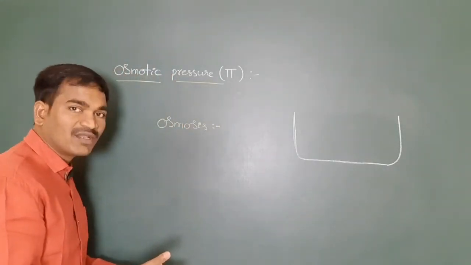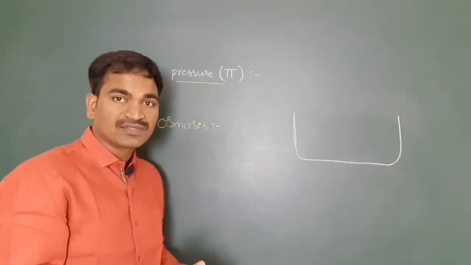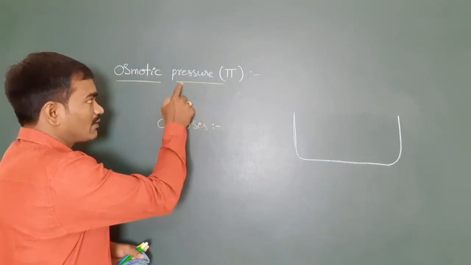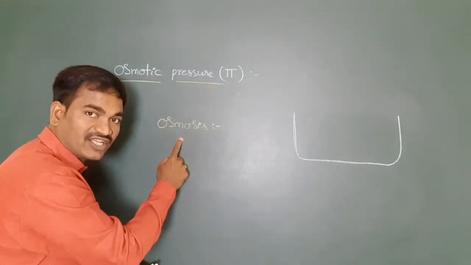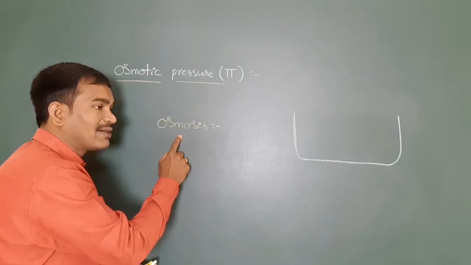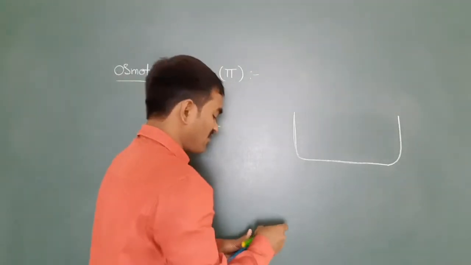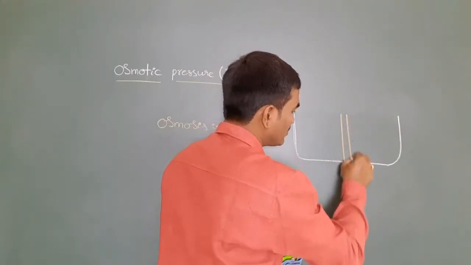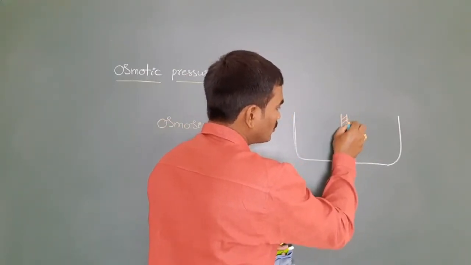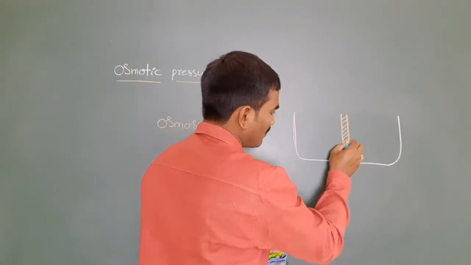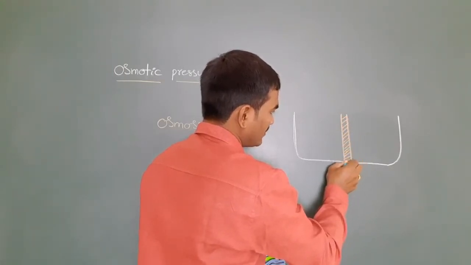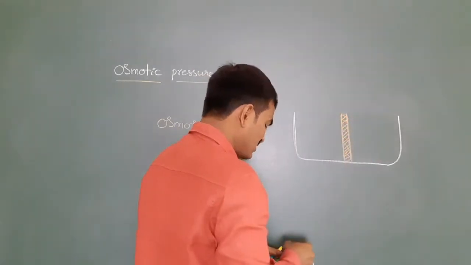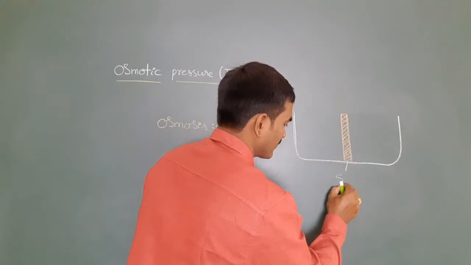Why? What is the semi-permeable membrane? What are the types? What is the specialty in this? We have to focus. Before learning about osmotic pressure, you have to have clarity on osmosis. To learn osmosis, you have to have clarity on the semi-permeable membrane. Here you see this empty vessel, I made it into two parts with the help of a semi-permeable membrane. What is this semi-permeable membrane?